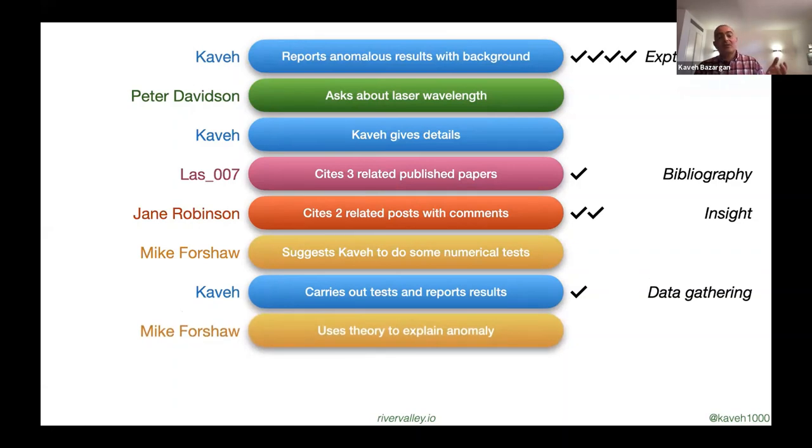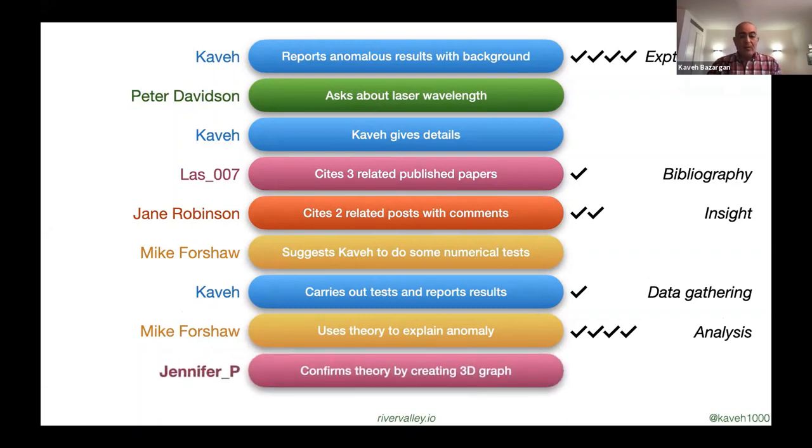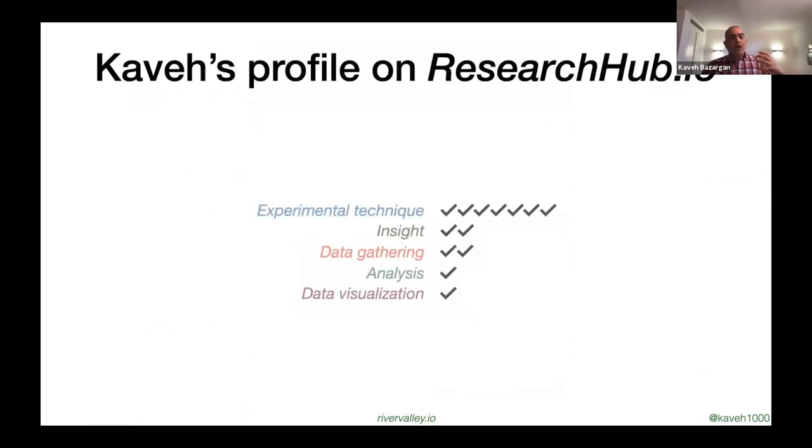Mike Forshaw comes up with this theory and explains exactly what happened. And he gets a lot of points for analysis. And you can see Mike has got, people know that Mike did the analysis. People know I did the experiment. Jennifer P comes along and confirms the theory by creating a 3D graph. Ah, good data visualization. And it goes on. It never stops. Okay. So each person over time builds a reputation in this place. And it's a granular reputation. So we know what they did.